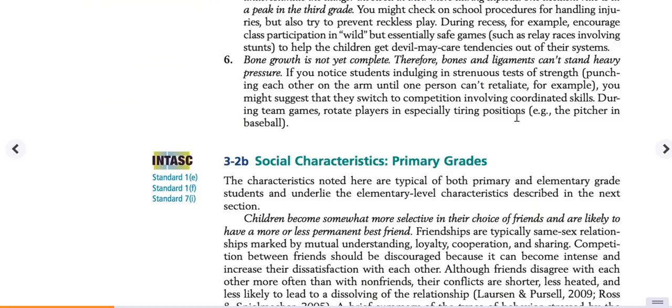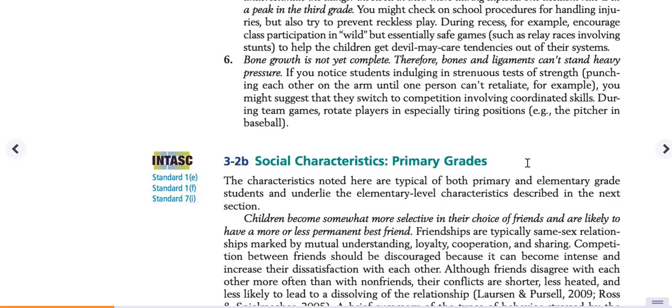Social characteristics in the primary grades. The characteristics noted here are typical of both primary and elementary grade students and underlie the elementary level characteristics described in the next section. Children become somewhat more selective in their choice of friends and are likely to have a more or less permanent best friend. Friendships are typically same-sex relationships marked by mutual understanding, loyalty, cooperation, and sharing.